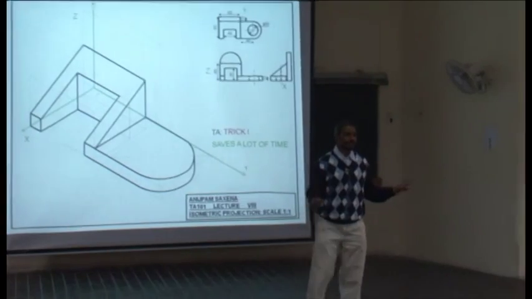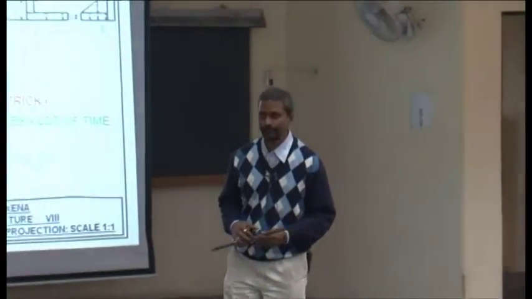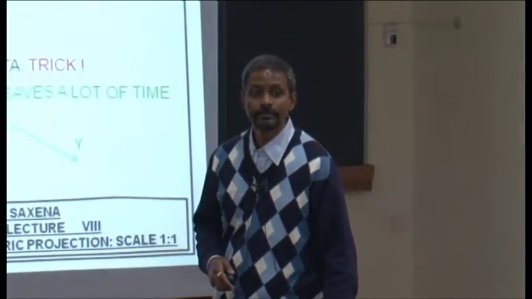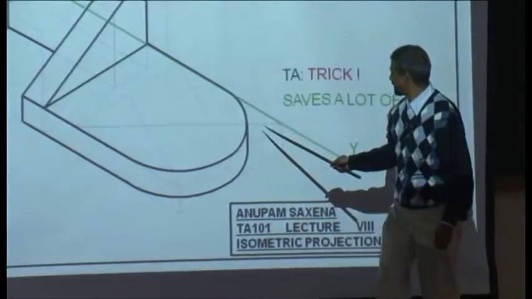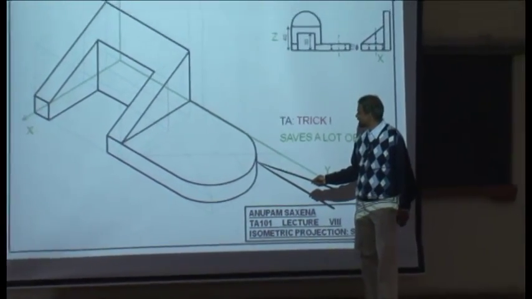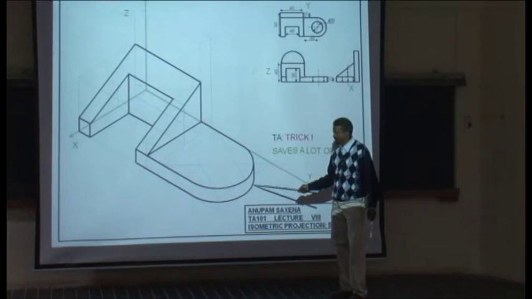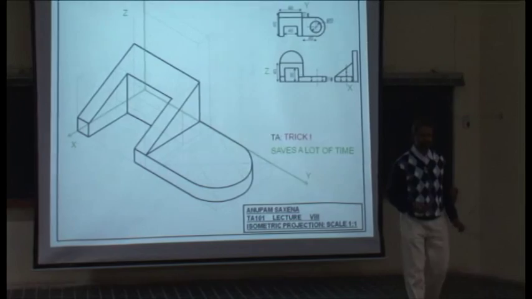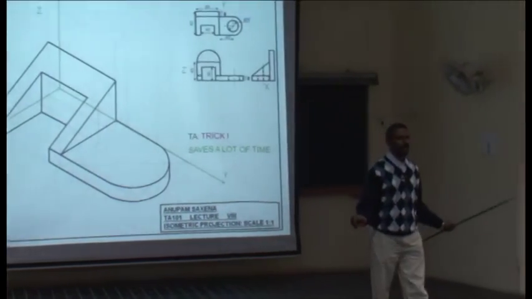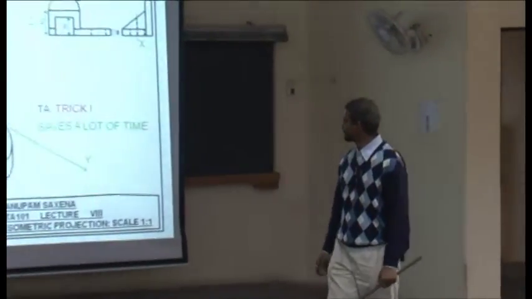I would need 10 more minutes. Be patient. So this vertical line is tangent to both these arcs. Yeah. Okay. Hold on.